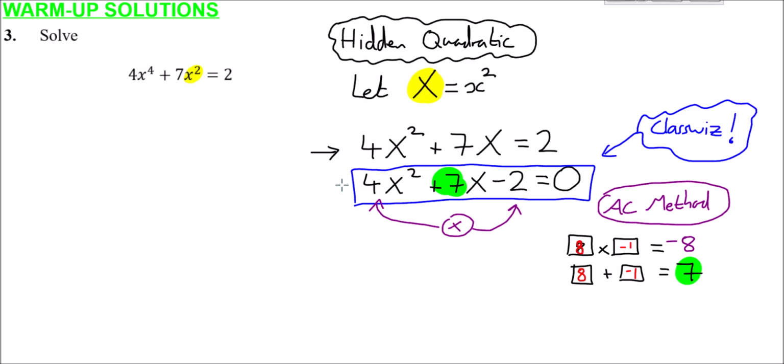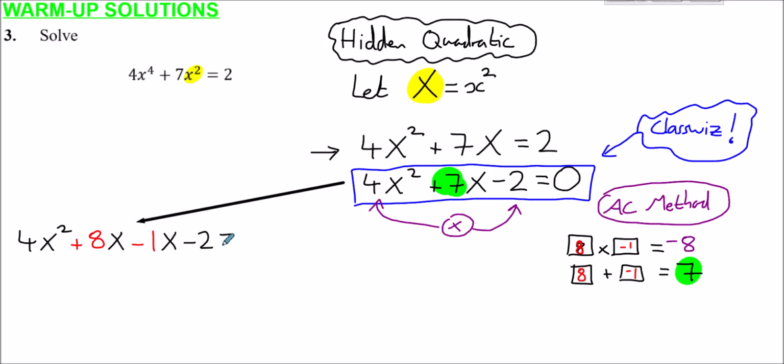So now what we can do is we can rewrite this one as 4x squared plus 8x minus 1x from this AC method we just applied, minus 2 equals 0. We'll now have two different parts which will factorise themselves.